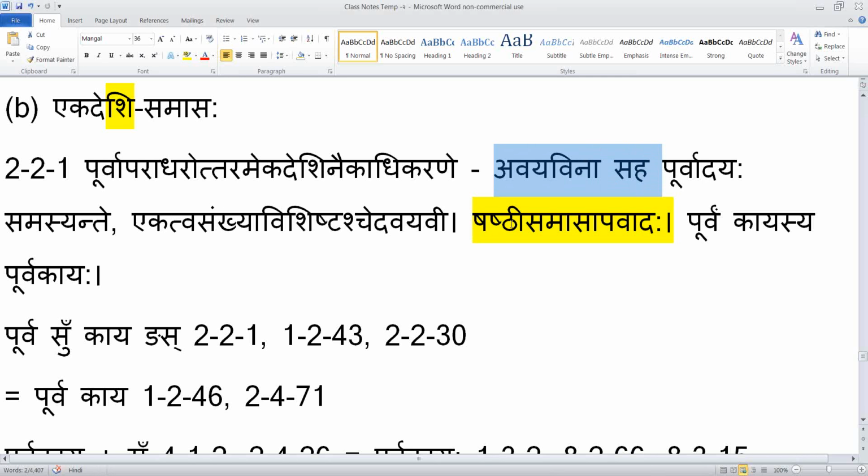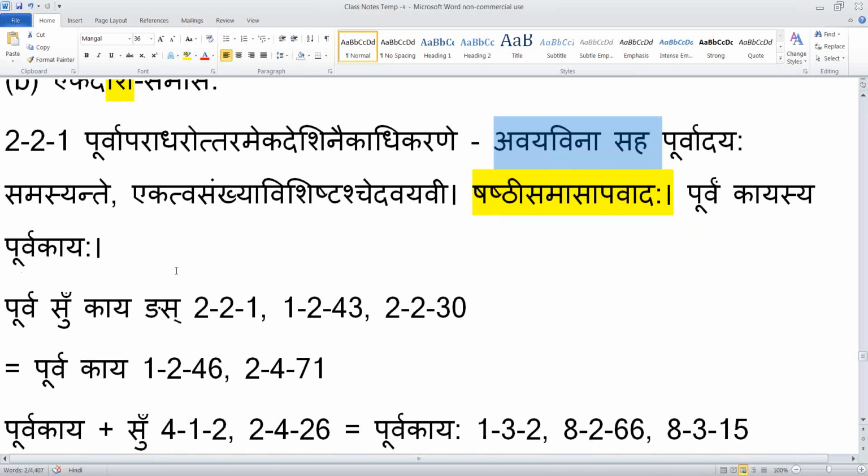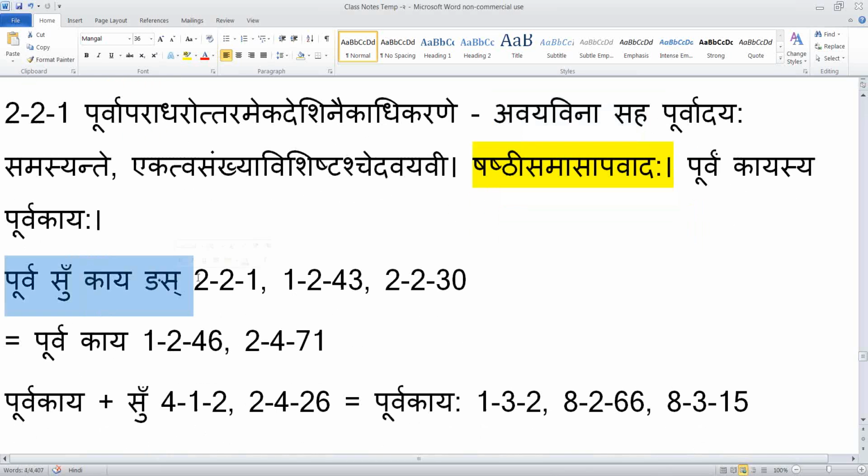Samasyante. It says Shashti Samasapavadaha. This will be called a Tatpurusha Samasa. This is definitely a Tatpurusha Samasaha. We're in the section of Tatpurusha, but this is not Shashti Tatpurushaha. It is the apavada of Shashti Samasa. So Purvam Kayasya, Purva Kayaha. The prakriya is straightforward. Purva plus Kayasya. The Sutram 2.1.1 authorizes the formation of this compound, Purva Aparadharottaram Ekadeshinaikadhikarane. In that sutram, Purva Aparadharottaram is Prathamanirdishtam, and that is the Samahara Dvandva over there, and that will take the Upasarjana Sanya by Prathamanirdishtam Samasa Upasarjanam, Upasarjanam Purvam, which is what these two are over here.